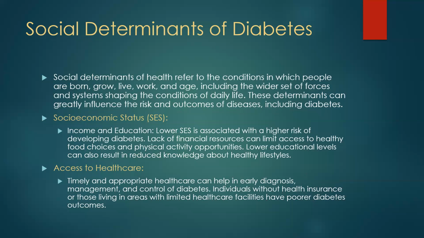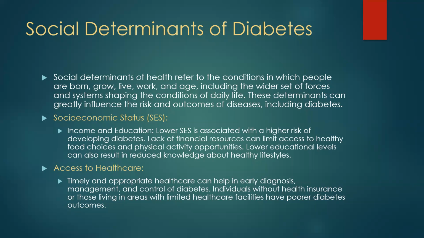So therapy is crucial for managing the disease. Whatever we think, that diabetes is managed in hospital is a myth. 80% of the diabetes-related management is outside the hospital. So social determinants, that's why it becomes a very beautiful system dynamics problem. Social determinants of health refer to the conditions in which people are born, grow, live, work, and age, including the wider set of forces and systems shaping the conditions of daily life. These determinants can greatly influence the risk and outcome of disease. So how to model that?